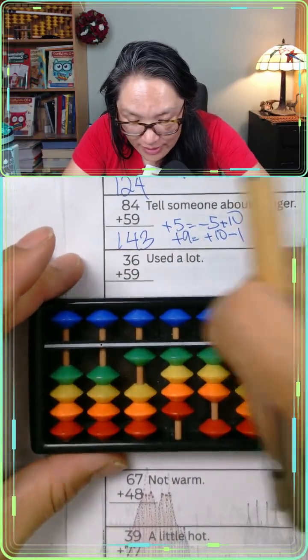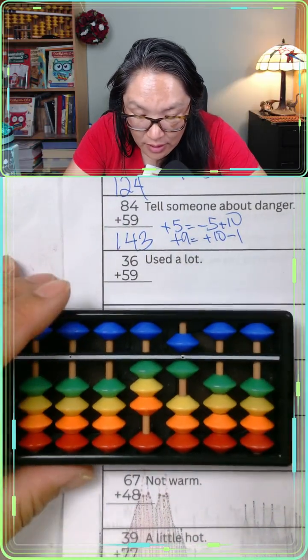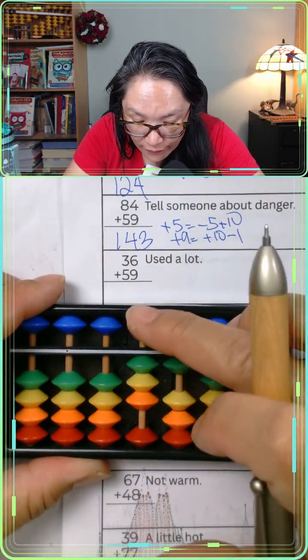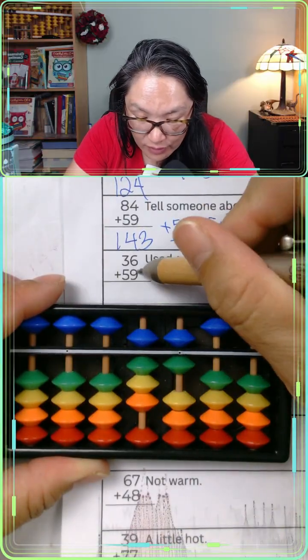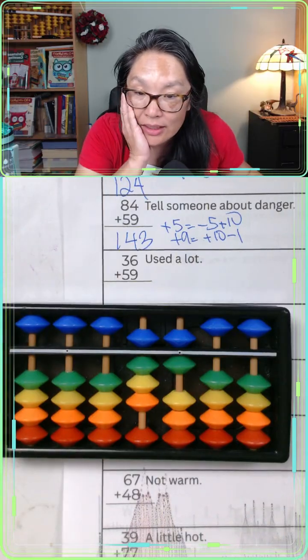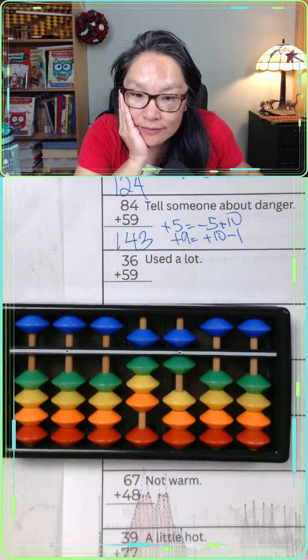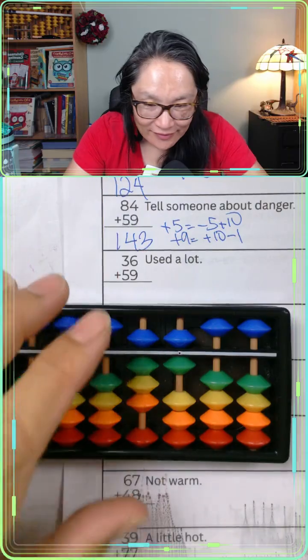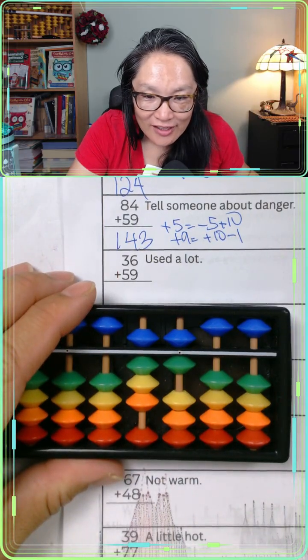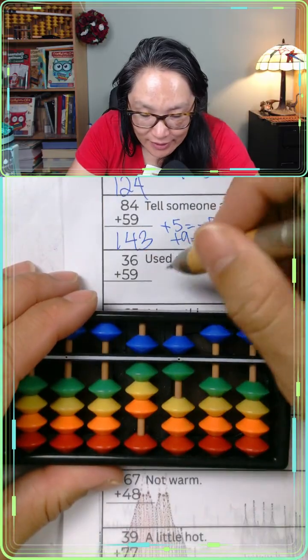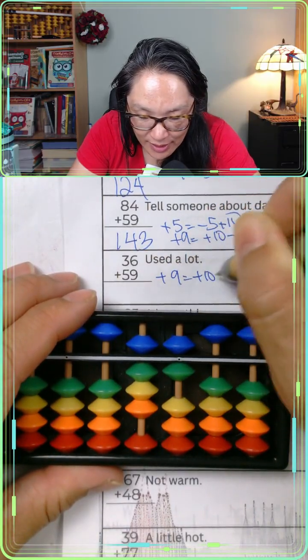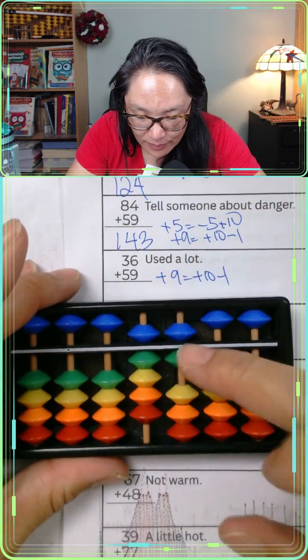We have 36 on the abacus. We have 30 and then 6. And then we're going to add 59. We add the 5. Yes, we can, right? We can add the 5. And then we want to add the 9. How do we add the 9? Yes, thank you. It is plus the 9 is equal to plus the 10 minus the 1.